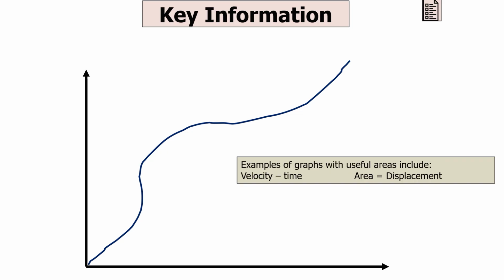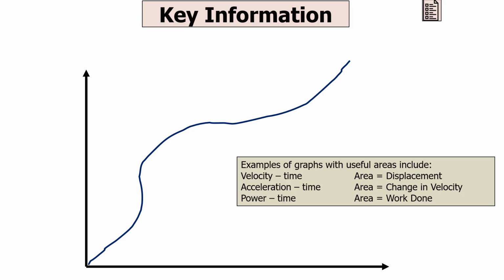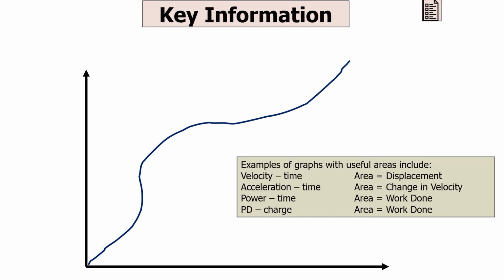Now, examples of graphs with useful areas include a velocity time graph, because the area would therefore be velocity times time, which is displacement. An acceleration time graph, because the area is the acceleration times the time, which is the change in velocity. A power time graph. Now, area is power times time, which is the work done. Or a PD charge graph. Now, the area is going to be PD times charge, which again is the work done.